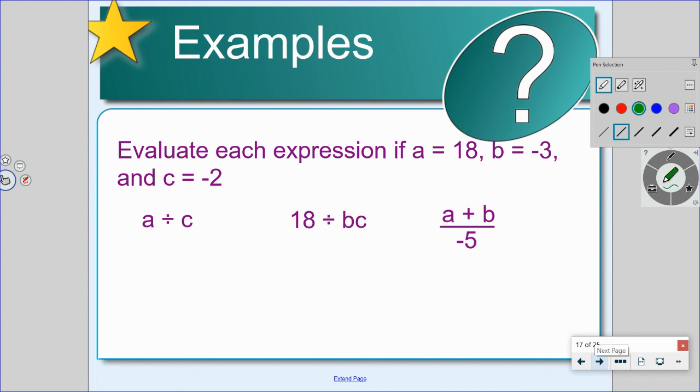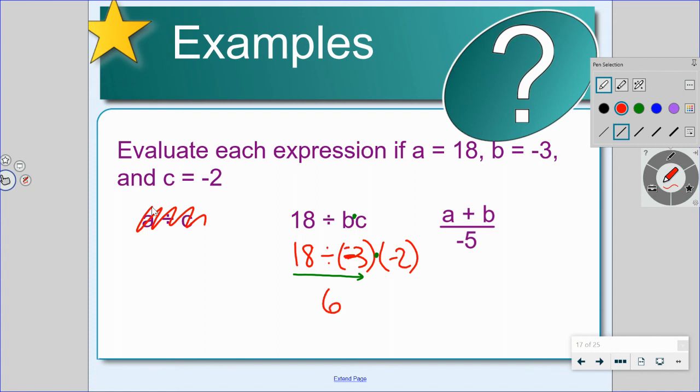Algebra, save some time here. I'm going to cancel out this one. You can do it on your own if you wish. 18 divided by B, which is -3, and C, which is -2. Now, there's no symbol in between, which means this is going to be multiplication. But recall, please, that multiplication and division are equally strong, so we're going to go left to right. Now, if we were to divide 18 by 3, we'd get 6, but the opposite of those positives turns negative. 6 -2s would be -12, but again, the opposite of those negatives turn positive. Final answer there is +12.